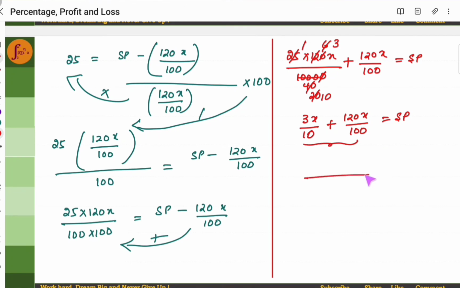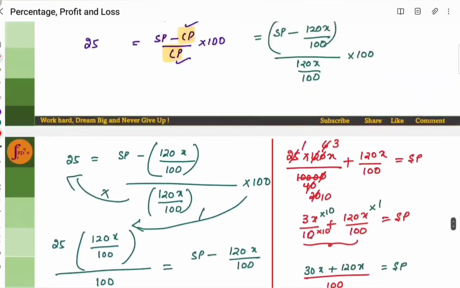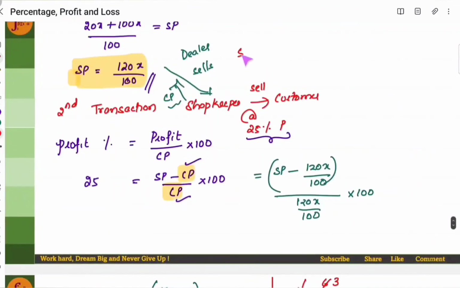I'll take the LCM now. LCM will be 100. This will have to go 10 times to get 100. 10 into 10 is 100. So I'll multiply the numerator by 10. And this is once. So I'll get 30x plus 120x is equal to selling price, which is 150x by 100 is equal to selling price. This is my second selling price, SP2. And this is SP1.